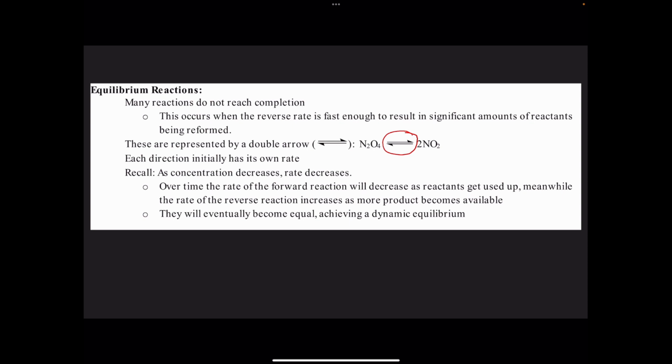But at that same time, we've got that reverse reaction going on. And the rate of that reverse reaction is going to actually increase over time because the more products we have available, the more collisions we can have, and they can turn around and reform reactants. So over time, the forward rate goes down, the reverse rate goes up. These are happening at the same time. Eventually, they're going to become equal. And that point in time, when they become equal, is when we get what we call a dynamic equilibrium.